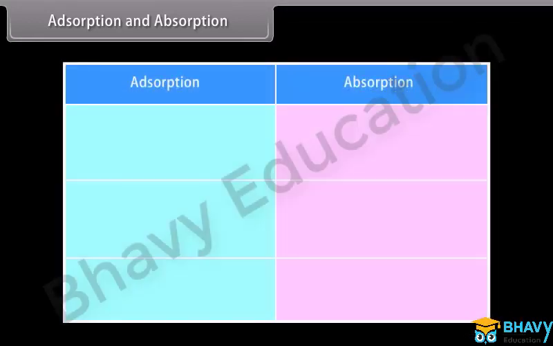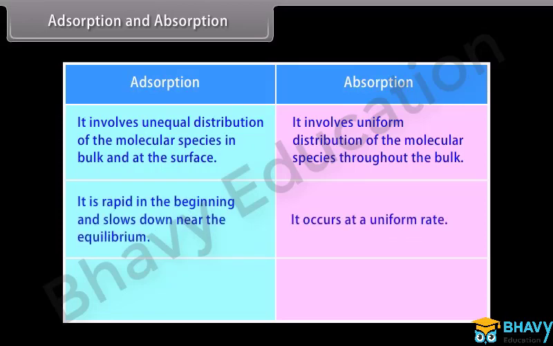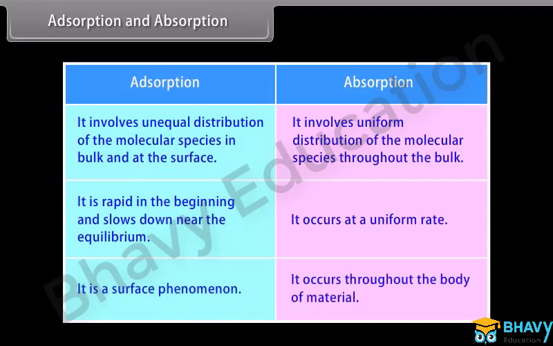Let's make some important differences between adsorption and absorption. Adsorption involves unequal distribution of the molecular species in bulk and at the surface, whereas absorption involves uniform distribution of the molecular species throughout the bulk. Adsorption is rapid in the beginning and slows down near equilibrium, whereas absorption occurs at a uniform rate. Adsorption is a surface phenomenon, whereas absorption occurs throughout the body of the material.